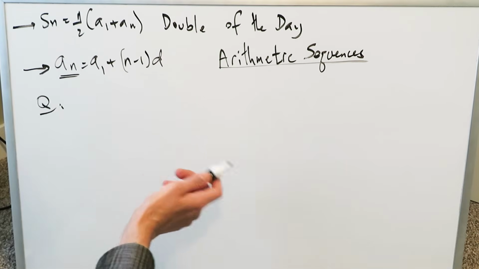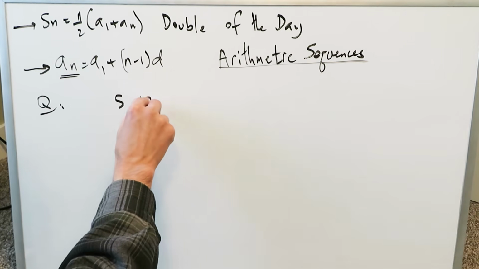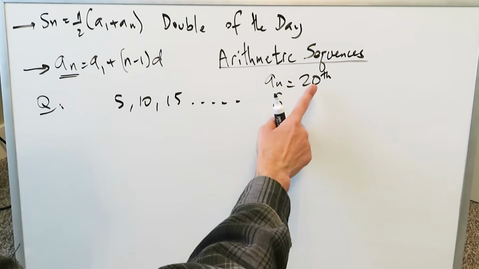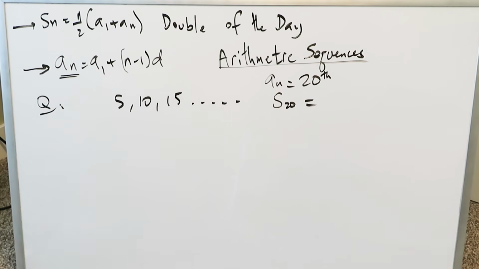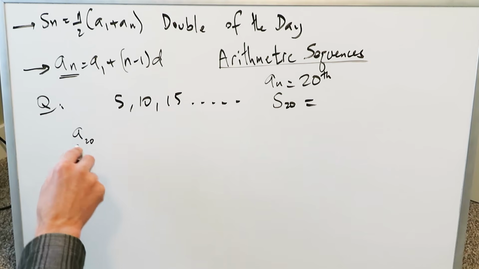For our second and last question of this video, let's look at a sequence which is this. We have 5, 10, 15, and you know what this sequence is. We have to find the 20th term, where n is equal to 20, and we have to find the sum of these 20 terms. Well, we're looking at the 20th term, and we have to find that specifically.